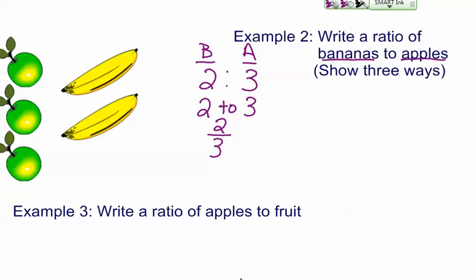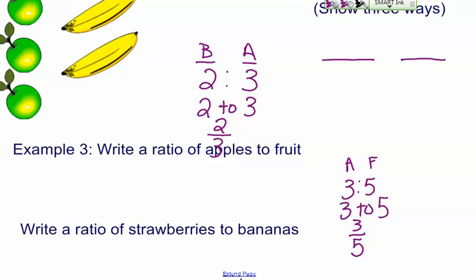Example 3 says write a ratio of apples to fruit. Well, how many apples are there? There's 3. How much fruit is there? An apple and a banana, they're both fruit, so there's 5 of them. 3 apples, 2 bananas, that's 5. So the ratio of apples to fruit is 3 colon 5, 3 to 5 apples to fruit, or 3 over 5. That's how you write a ratio.